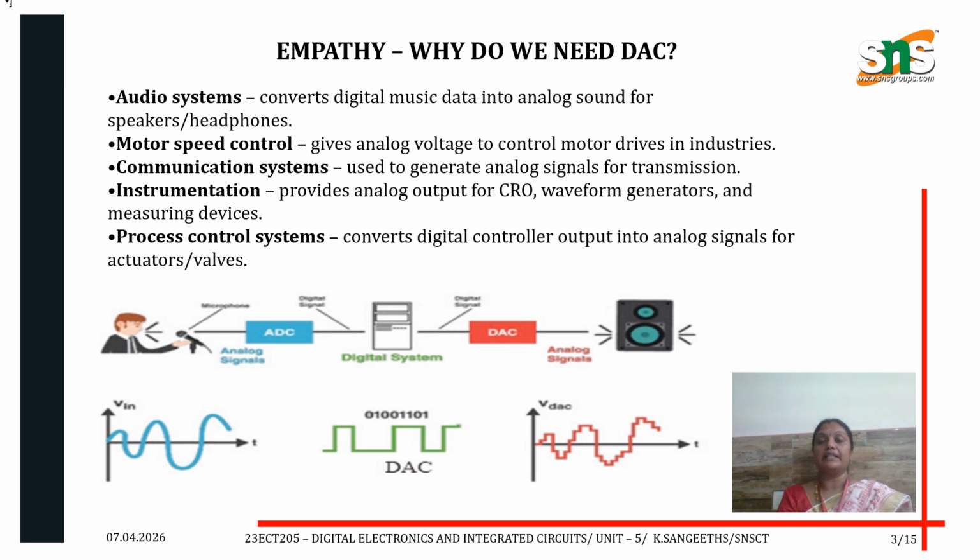Why do we need a DAC? The main applications are audio systems. Suppose you want to hear music in speakers or headphones, there it plays a main role. In audio systems, it converts digital music into analog sound for headphones and speakers. And in motor speed control, it is mainly used to control the speed of motors, mainly in industries.